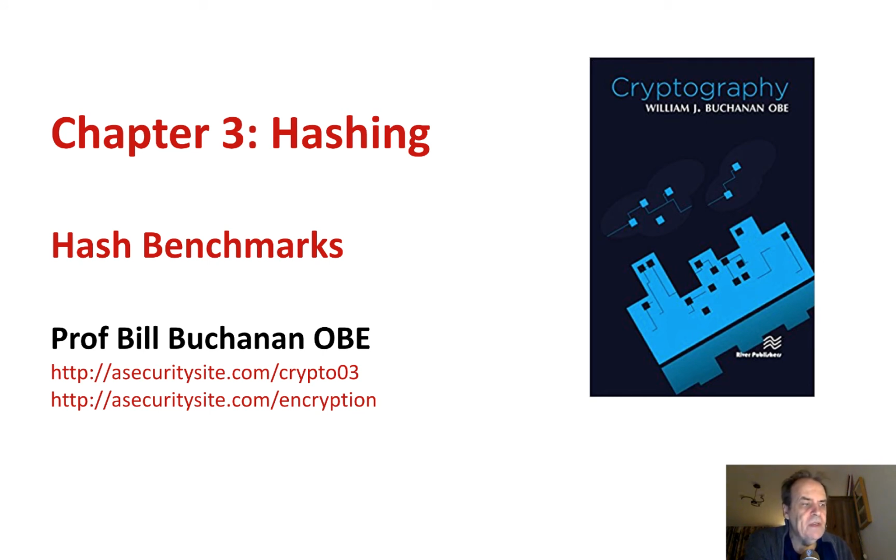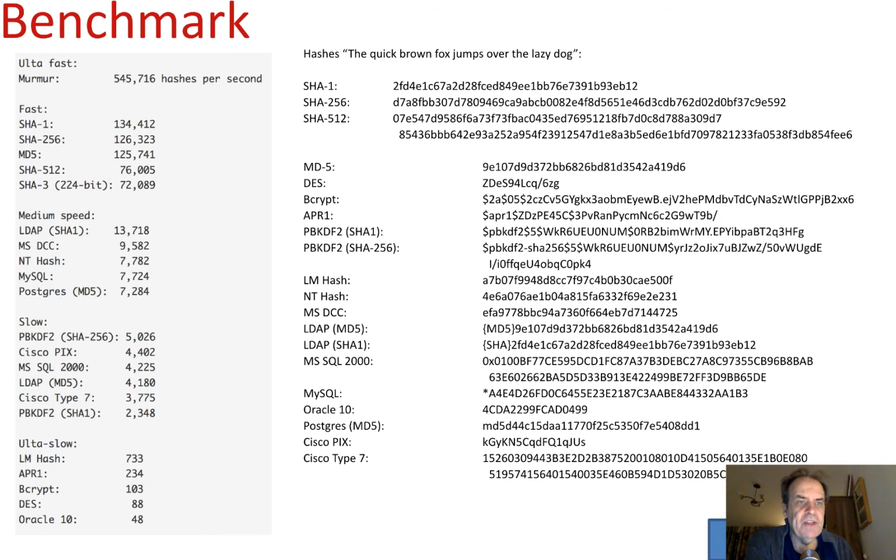So let's have a look at some benchmarks for hashing methods. So we start here at the fastest, and then we go here to the slowest. We can see that bcrypt, APR1, Cisco PIX, PBKDF2 are very slow methods, while SHA-1 and SHA-256 are very fast.